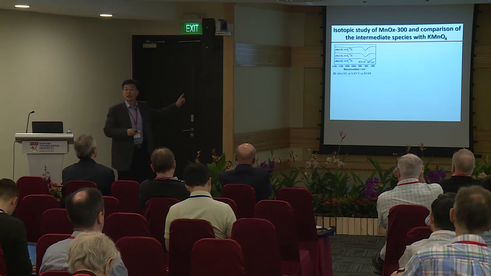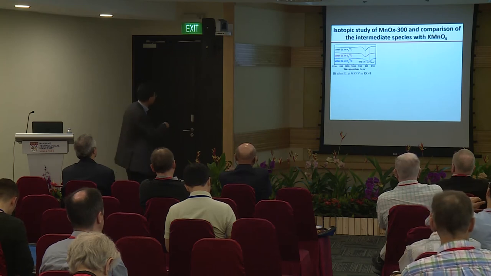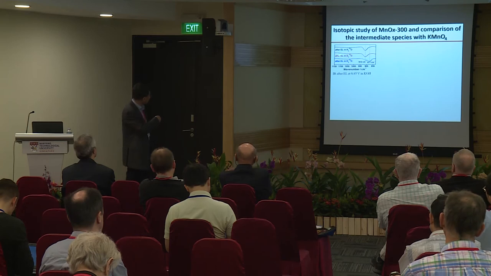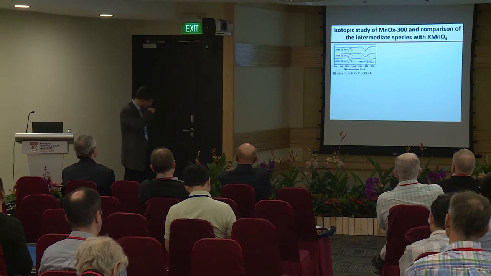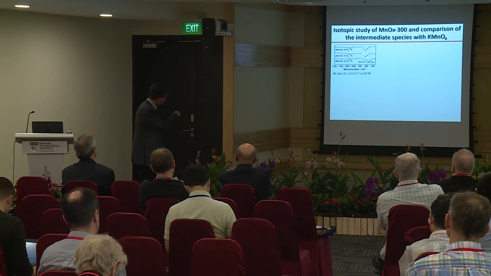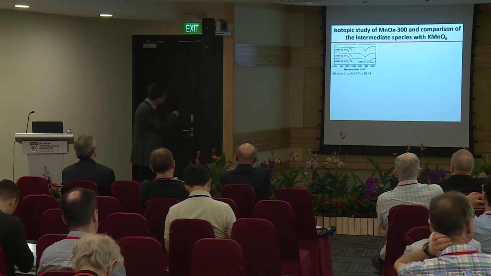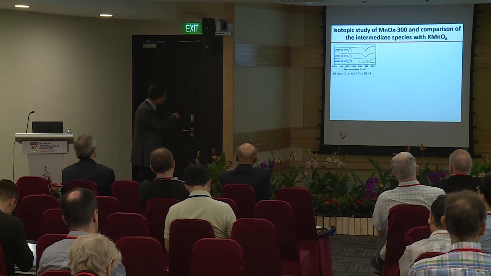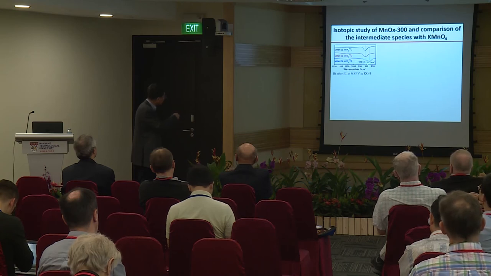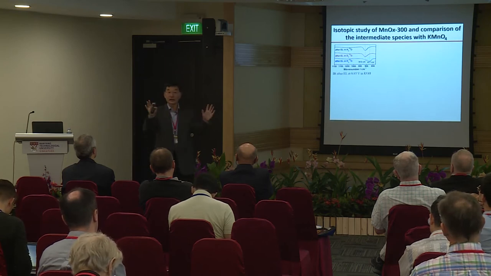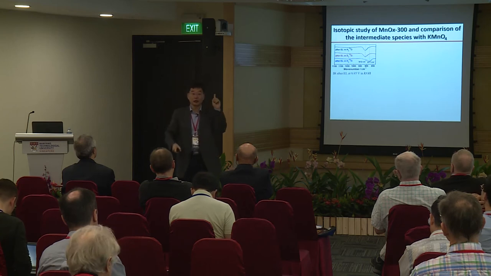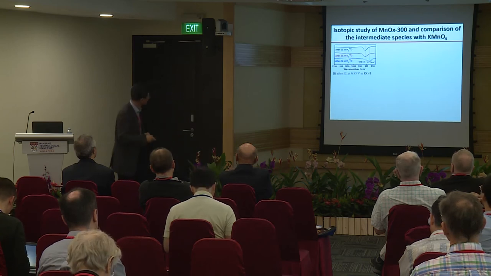So we made the isotopic study. The first one we made is, in addition to water, we use D2O, and we observe the wave number of this sensitive 912 wave numbers does not change at all. However, if we replace the water O16 by O18, you'll see the wave number changes from 912 to 877 wave numbers. This means this active species does not contain any proton. It contains only oxygen and manganese, okay?